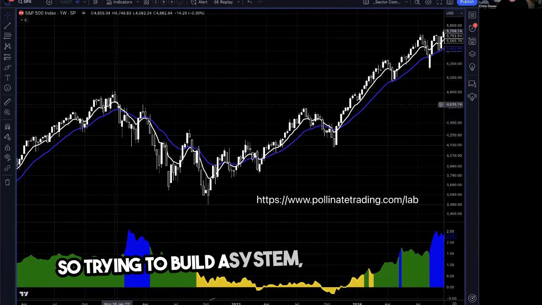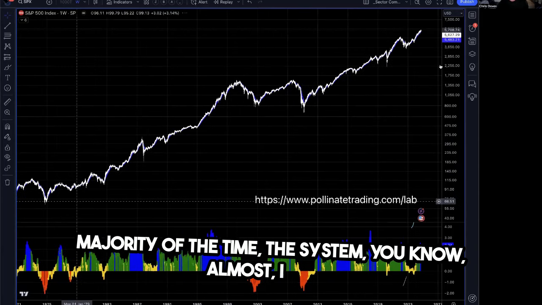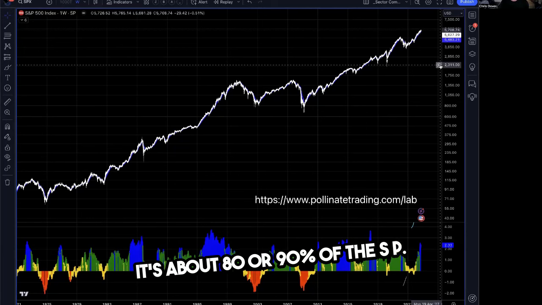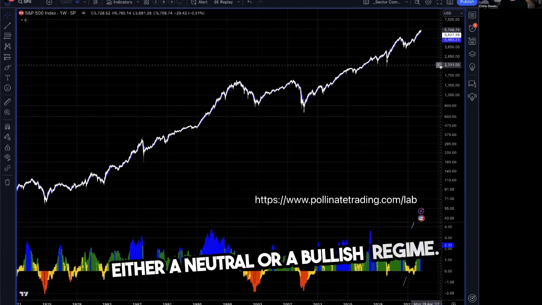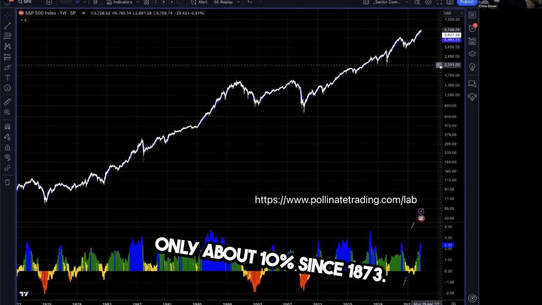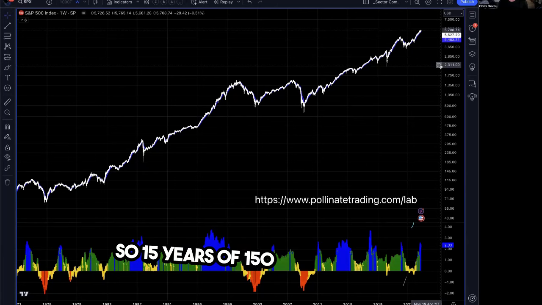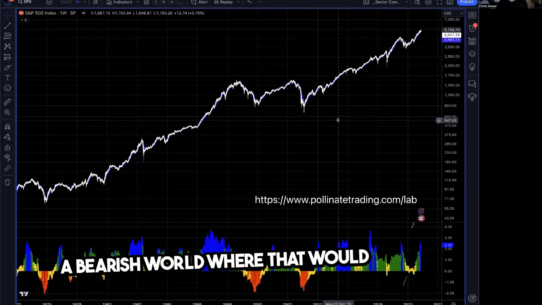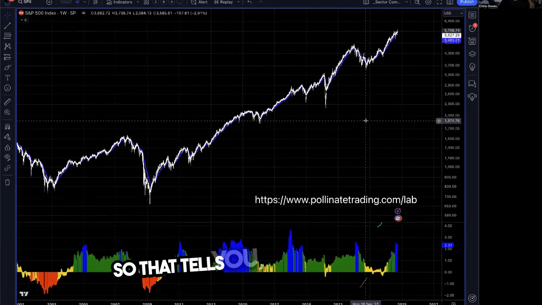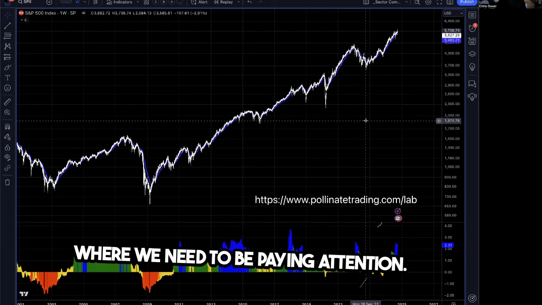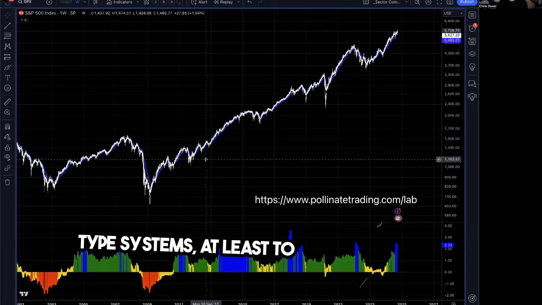So trying to build a system, if you knew that the majority of the time, I think it's about 80 or 90% of the S&P 500's lifetime existence has been in either a neutral or a bullish regime. Only about 10% since 1873. So 150 years of its life, 15 years of 150 years has been in a bearish world, where 135 years were either neutral or up. Okay. So that tells you, first of all, that's where we need to be paying attention. We need to start looking at these long only momentum type systems, at least to start with an edge.